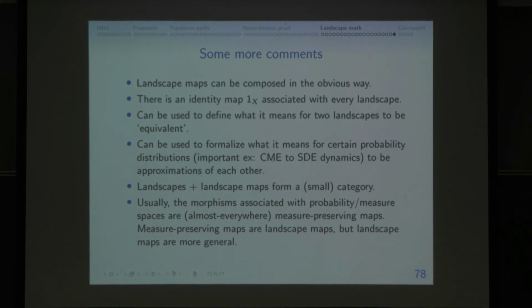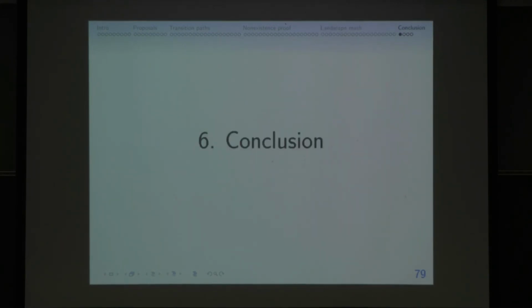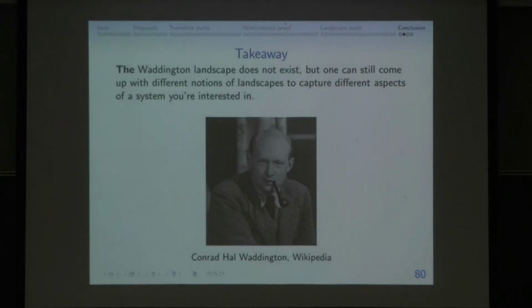Okay, and finally, the takeaway that I like to leave you with is that even though we can't come up with a landscape that does all the things that we want, we can still come up with some useful notions of what a landscape can be that tell us something about our system that isn't wrong, that could help us in some way.